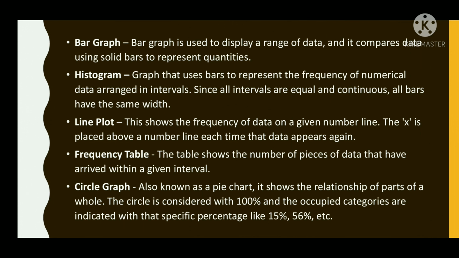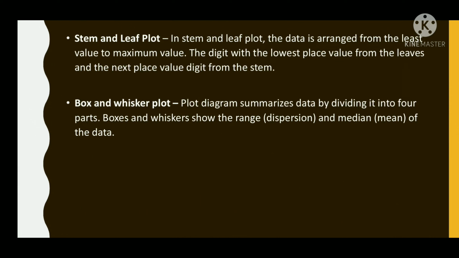Frequency table. The table shows the number of pieces of data that have arrived within a given interval. Circle graph, also known as a pie chart. It shows the relationships of parts of a whole. The circle is considered with 100% and the occupied categories are indicated with that specific percentage like 15%, 56%, etc. Stem and leaf plot.